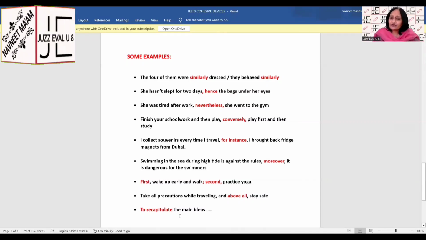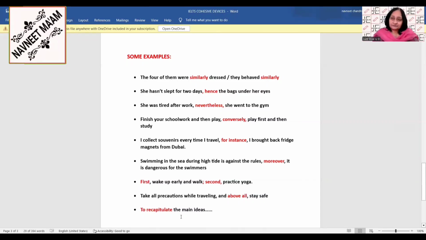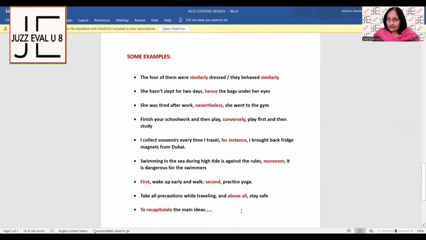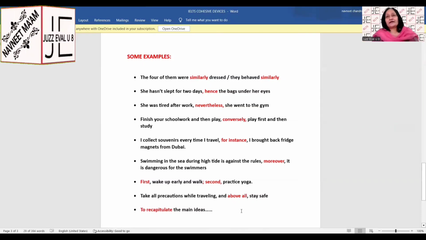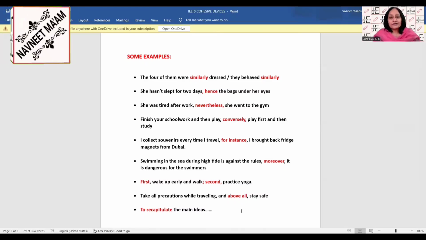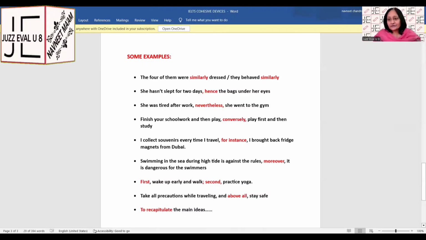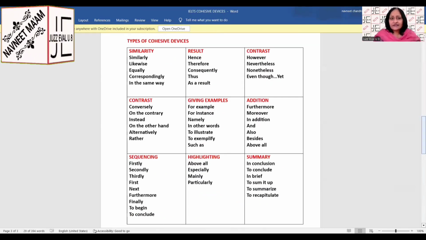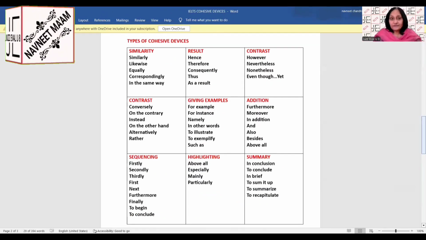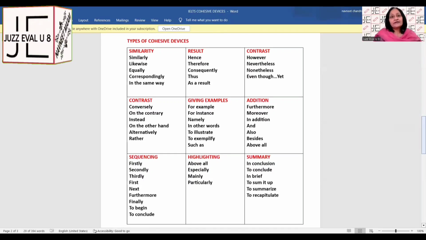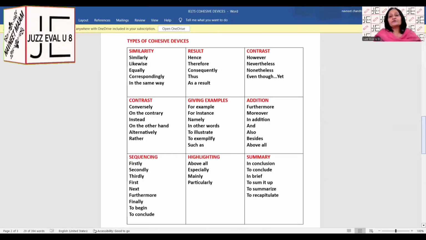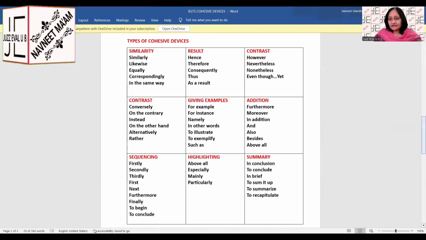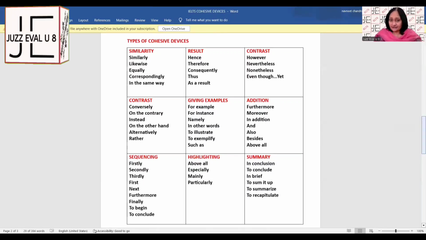To recapitulate, that is in the conclusion when you write. So, you can say to recapitulate the main ideas. So I hope all this is clear. How to use cohesive devices, the different kinds of cohesive devices. There are many, many, many more. You can just Google it and you'll find a lot more cohesive devices. Otherwise, you can just go through these and start using them.